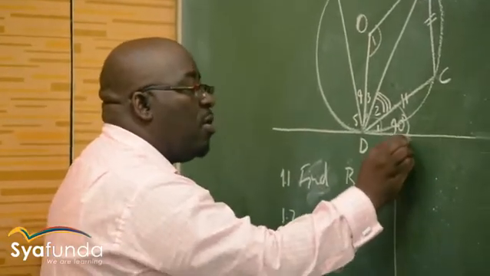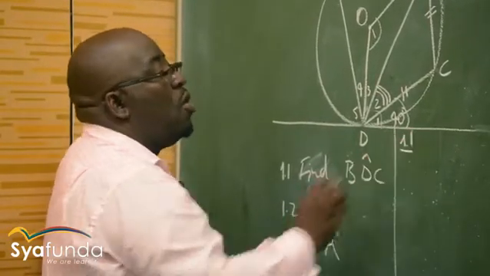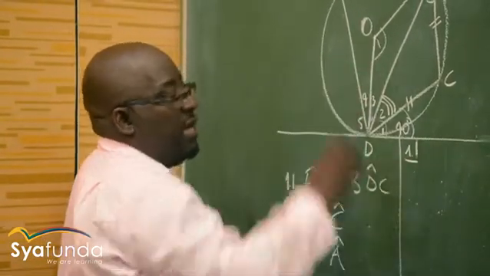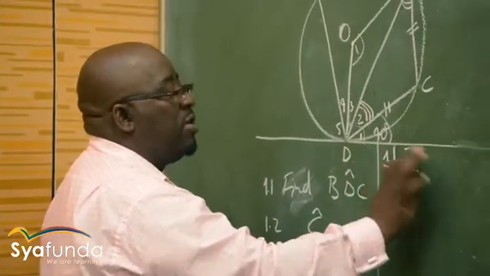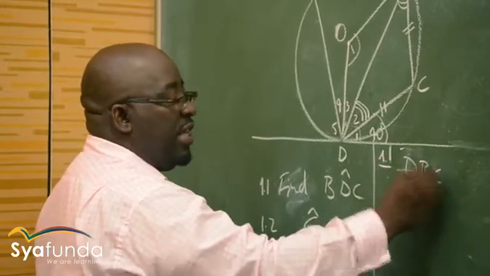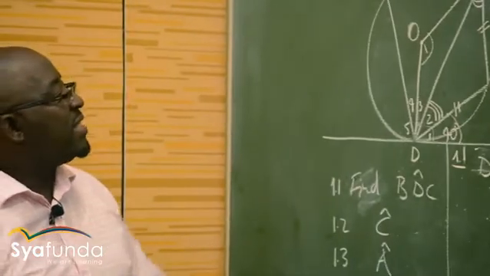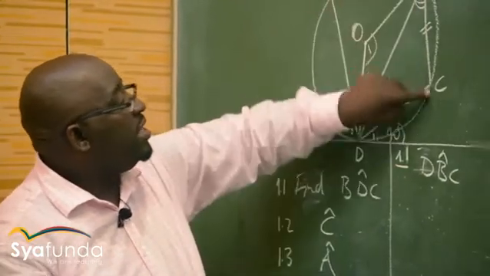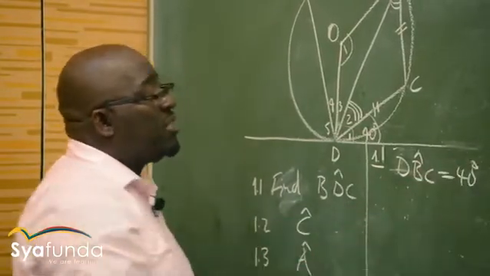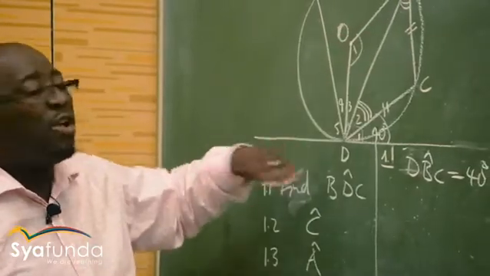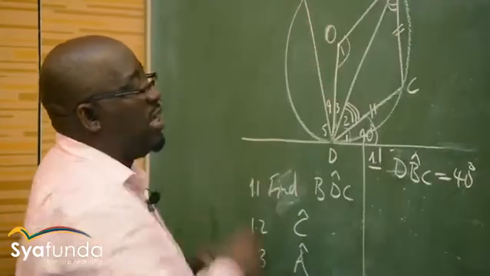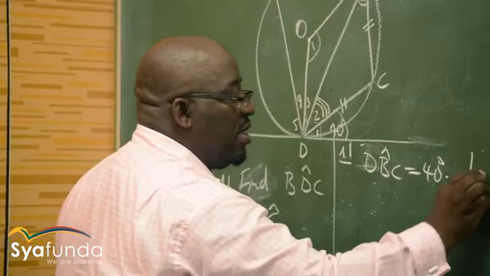When we respond to question 1.1, this is angle B. Let me call it angle DBC. This angle DBC is equal to what? It is equal to this angle here, which is 40 degrees. Why are these two angles the same? Because of the tan chord theorem that I've used. The angle that is between a tangent and a chord is equal to the angle in the alternate segment. I indicate that I've used the tan chord theorem.